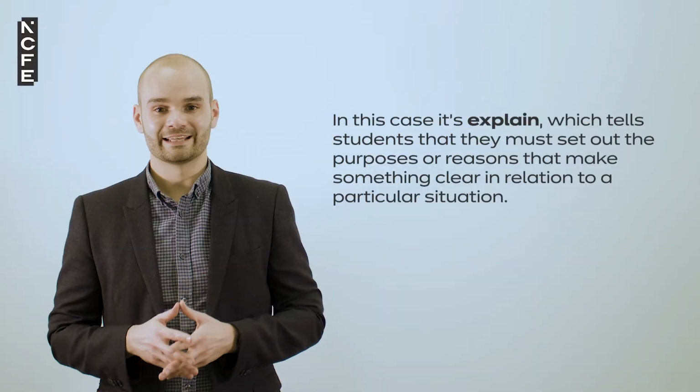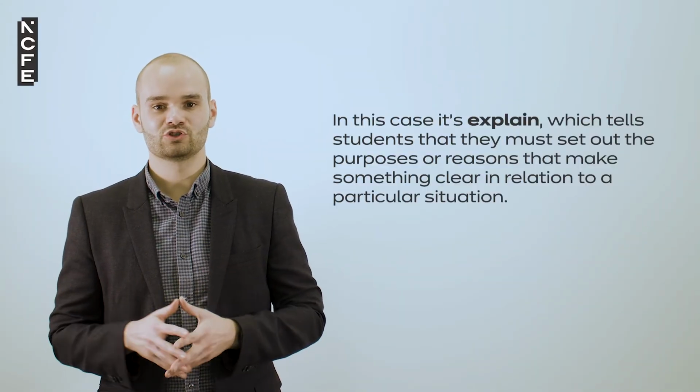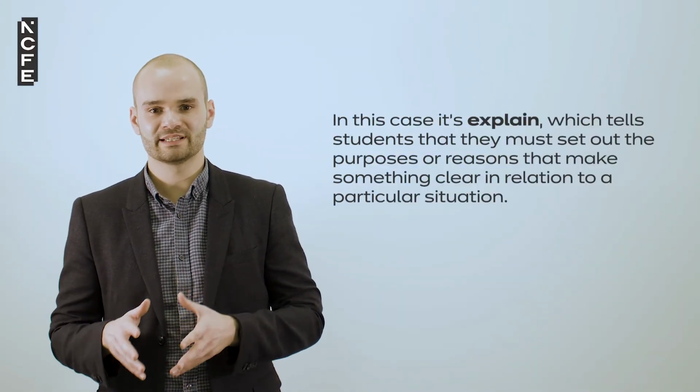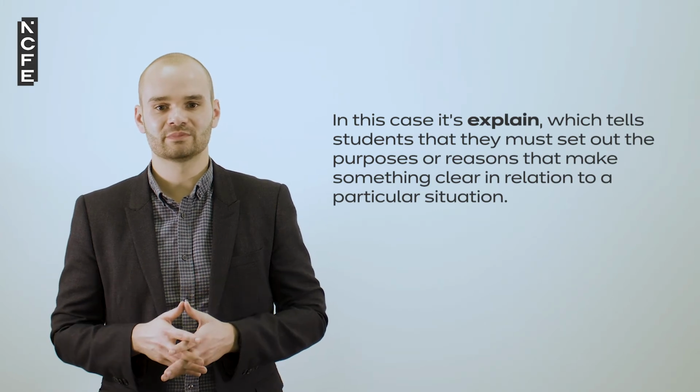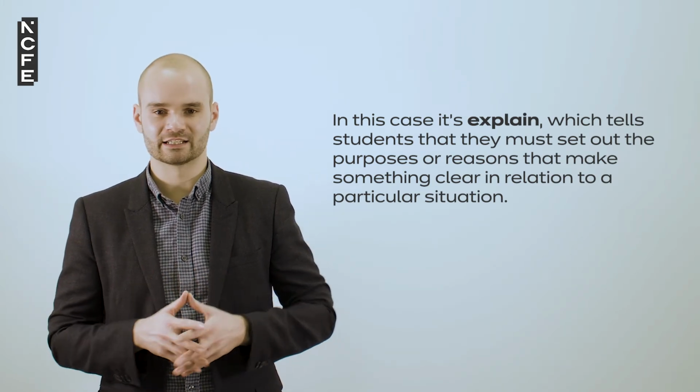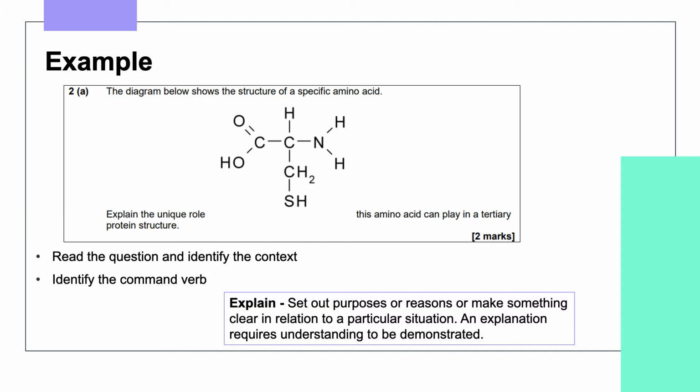First, it's important to identify the command word used within this question. In this case, it's explain, which tells students that they must set out the purposes or reasons that make something clear in relation to a particular situation. An explanation requires understanding to be demonstrated. Linking this back to the context of the question, students must therefore set out the purpose of this unique amino acid within the tertiary structure of the protein.